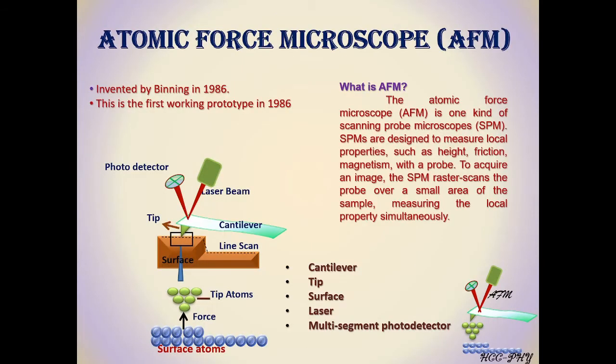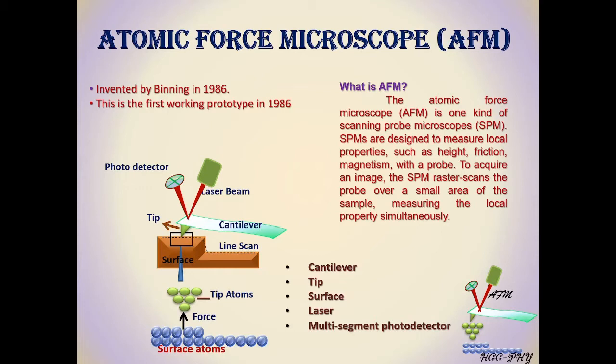So, the atomic force microscope, as I already told, was invented by Binnig in the year 1986, and it is the first working prototype in 1986. The atomic force microscope consists of a sharp tip at the end of a flexible cantilever that projects from a holder. The tip is typically pyramidal or conical in shape, with 10 to 20 nanometer size, located at the end of the cantilever.